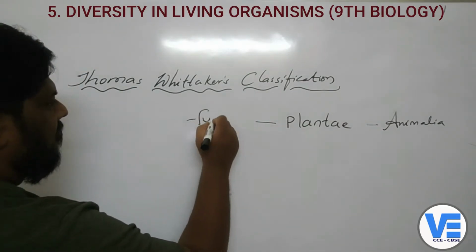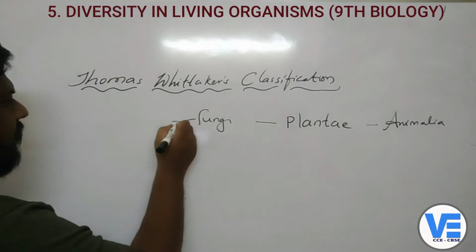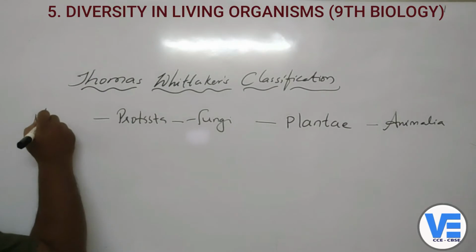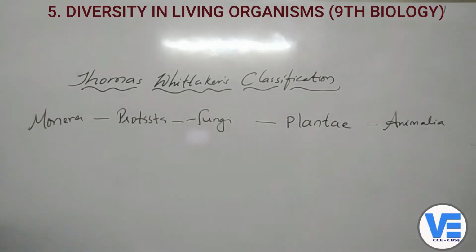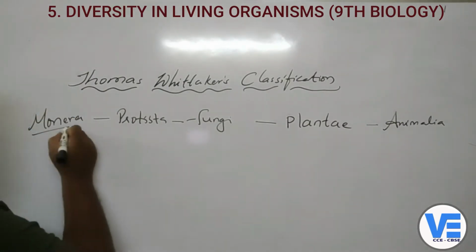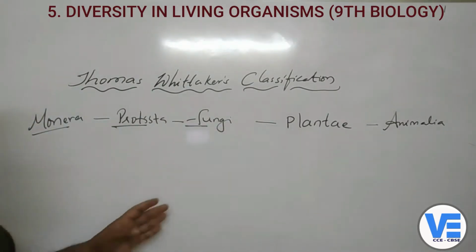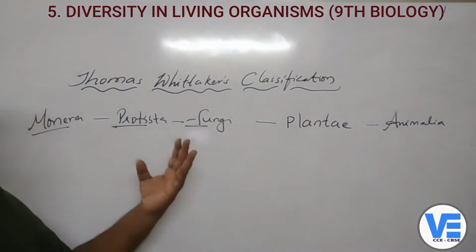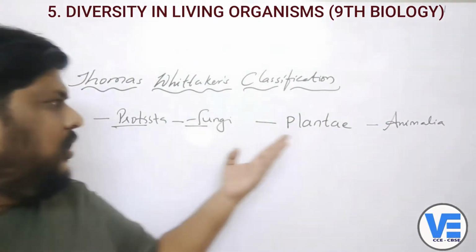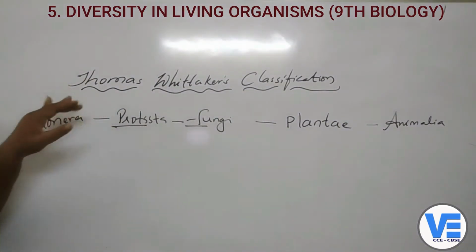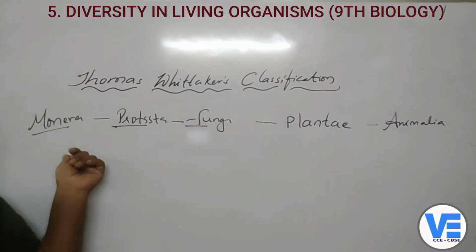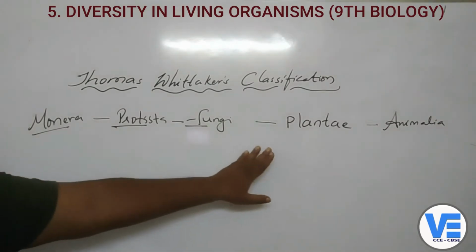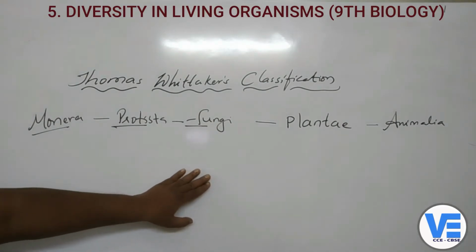Now what Thomas Whittaker did is he added three more kingdoms: Fungi, Protista, and Monera. He added three more kingdoms, Monera, Protista and Fungi, to the previously existing kingdoms, that is Plantae and Animalia. So Animalia and Plantae are already existing. Here Thomas Whittaker added three more kingdoms. One is Monera, second is Protista, third is Fungi, the fourth is Plantae, and the fifth is Animalia, right?